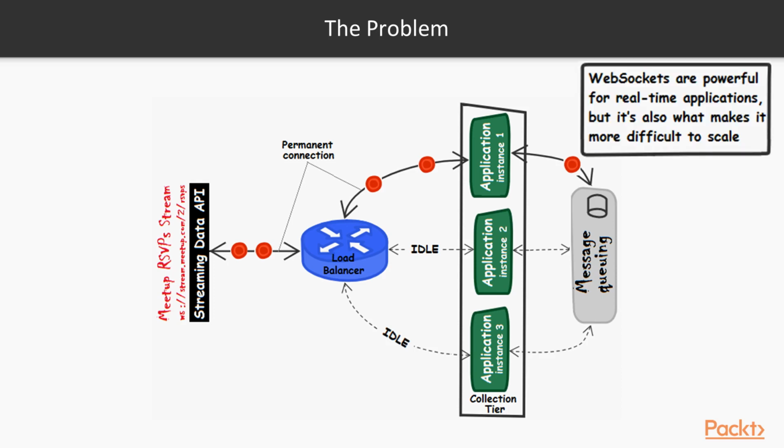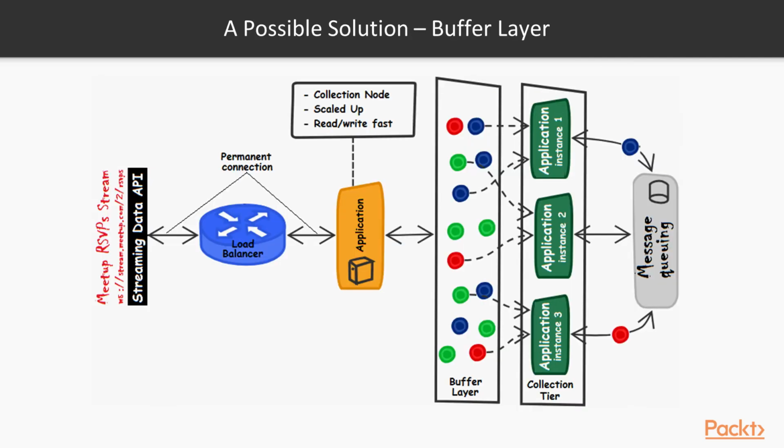So WebSockets are powerful for real-time applications, but that's also what makes them more difficult to scale. A possible solution to this problem consists in relying on a buffer layer in the middle. In this case, a single collection node that was vertically scaled to its limits will ingest the stream and, as quickly as possible, push the data to the buffering layer without applying any business logic. Next, a set of collection nodes that can be further horizontally scaled will read from this buffer layer and may perform the business logic.